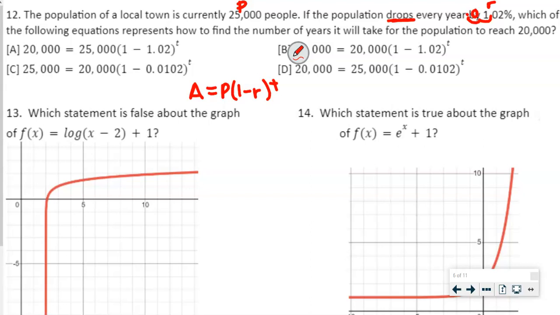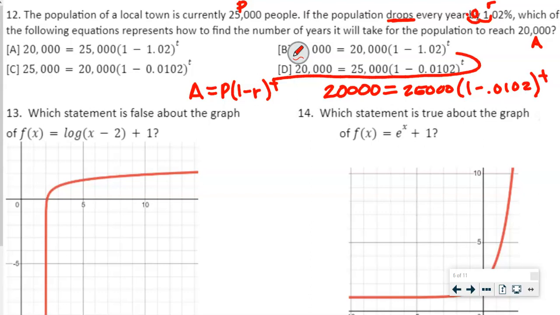And then this is our final amount, because it says which of the following equations represents how to find the number of years it will take for the population to reach 20,000. So it means we got 20,000 over here is equal to our 25,000 times 1 minus 0.0102 to the t power. So that's our formula right there.